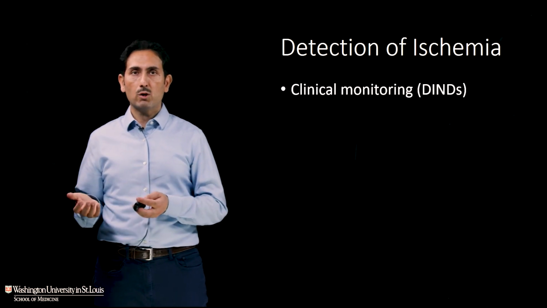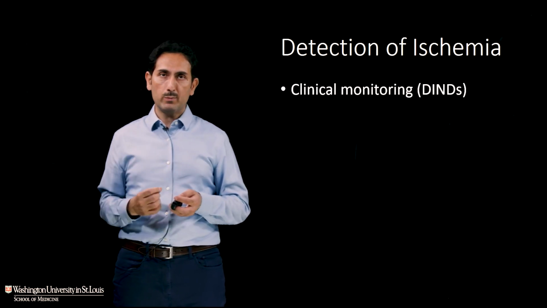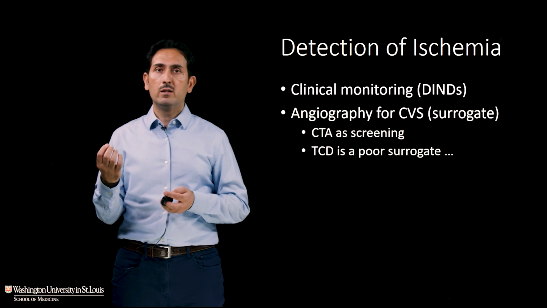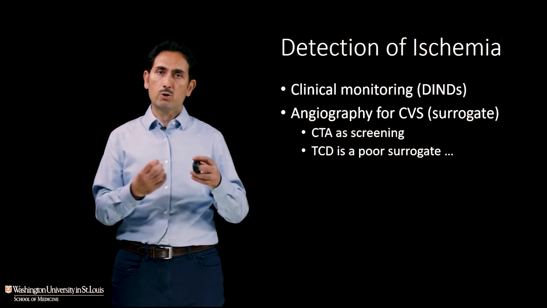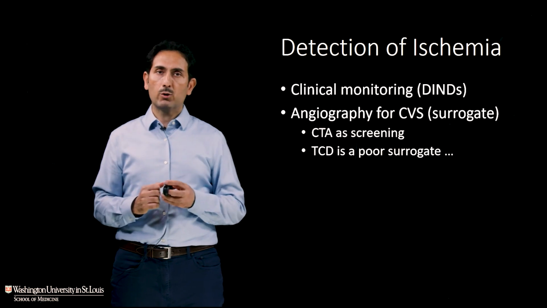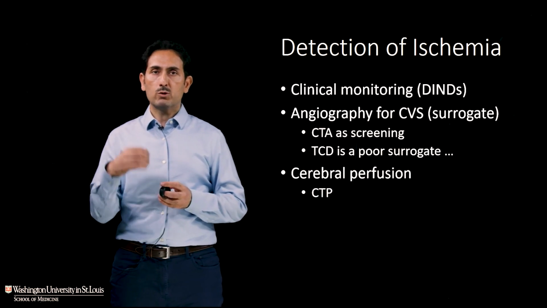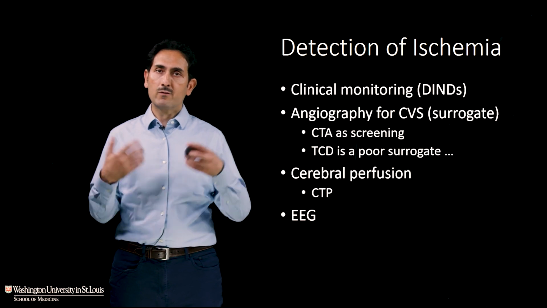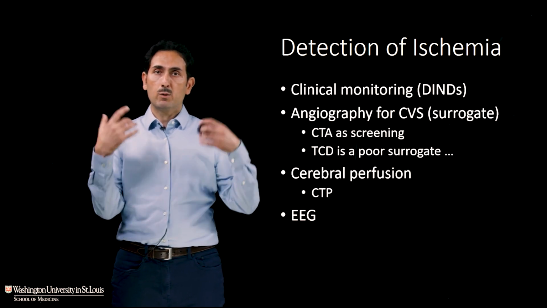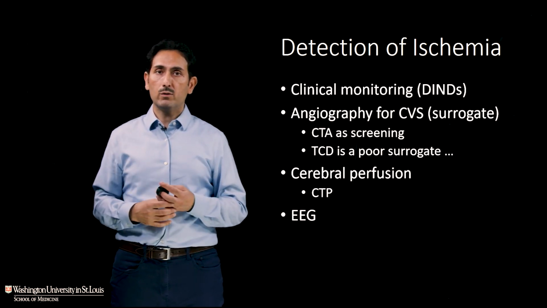How do we look for this kind of stroke? One, most importantly, is what symptoms do people have? Do they develop symptoms? We can do an angiography to look for that narrowing. We can do CT angiography or transcranial Doppler that has a little bit lower sensitivity. We can do CT perfusion, looking for areas that don't have blood flow. And sometimes we can even do EEG to look for lack of the brain function as it loses blood flow.